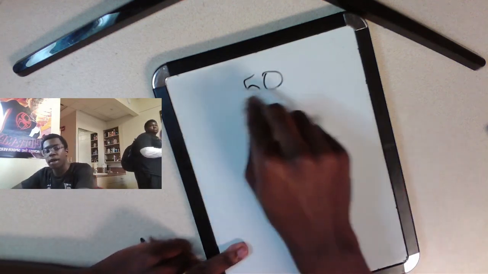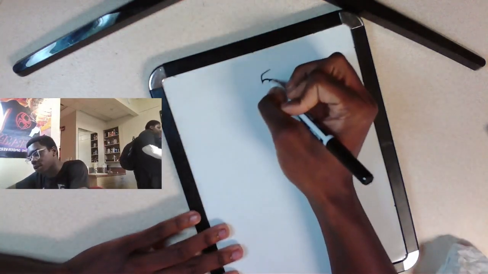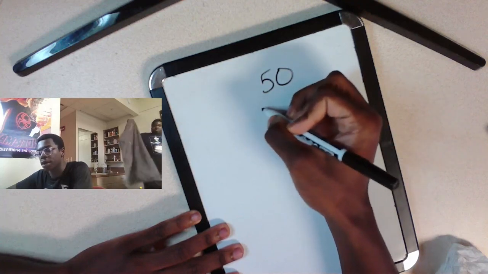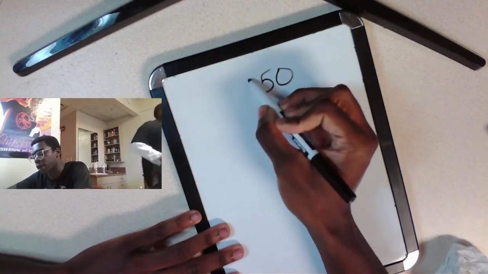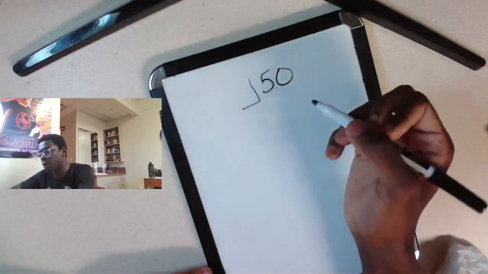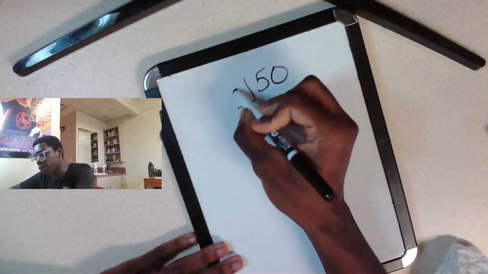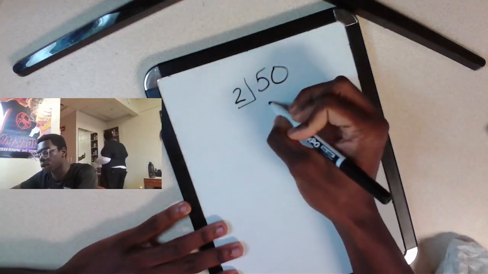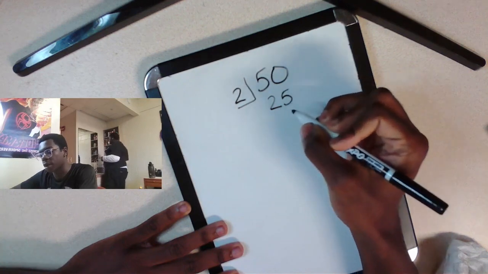Some people find it useful to write it in this way. I don't really like this way, but some people find it helpful. So you have 50, right? And then you choose a prime number that you think is going to divide into 50. We already did it, but let's say we know 50 is even, so let's go with 2. So 50 divided by 2 is going to be 25, right?